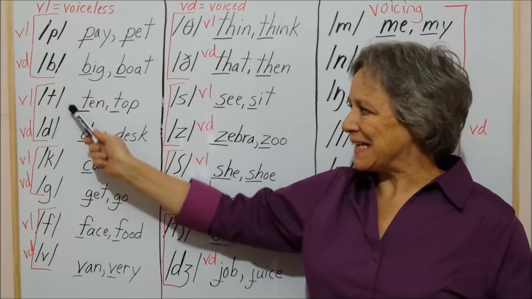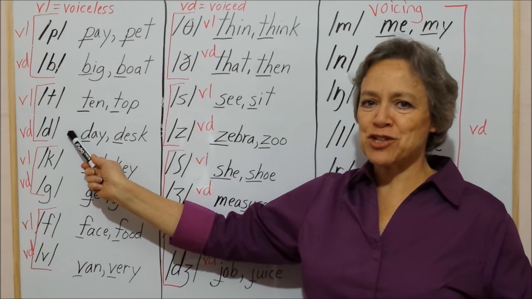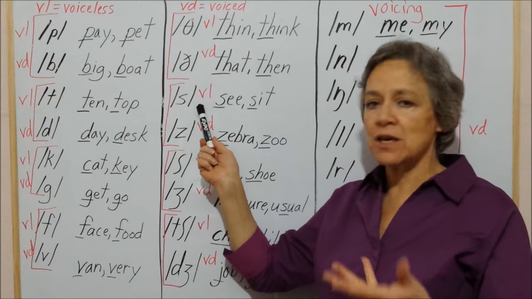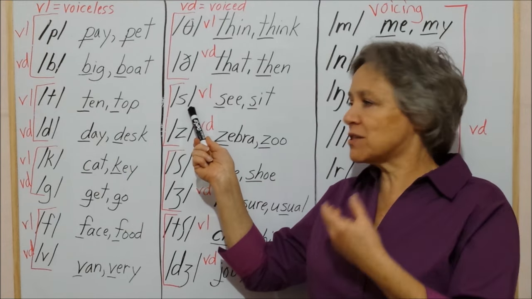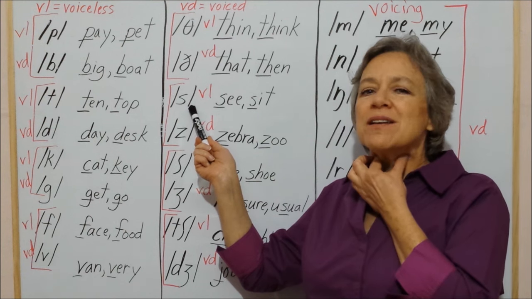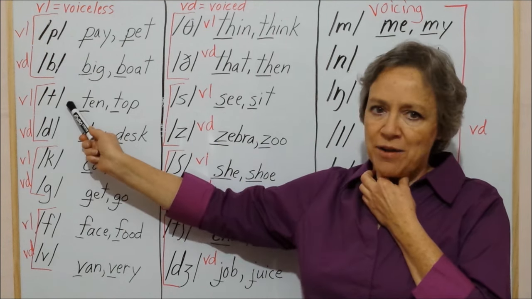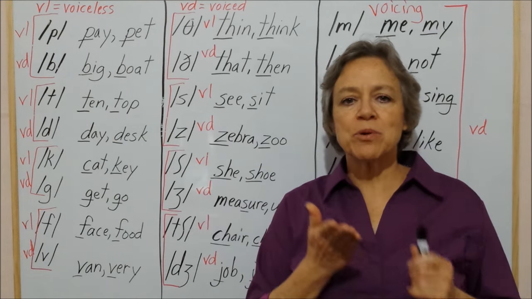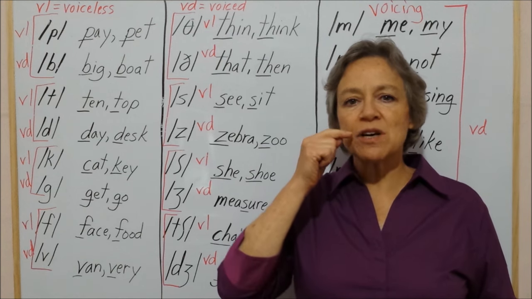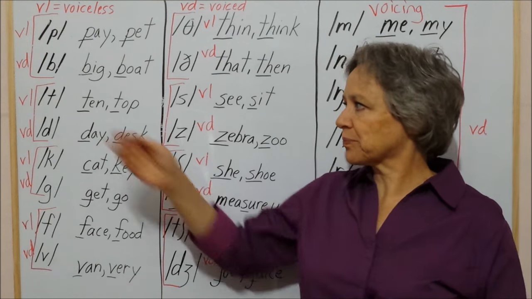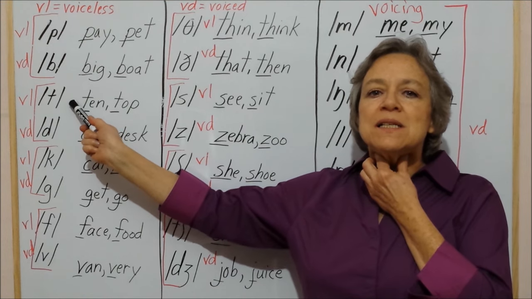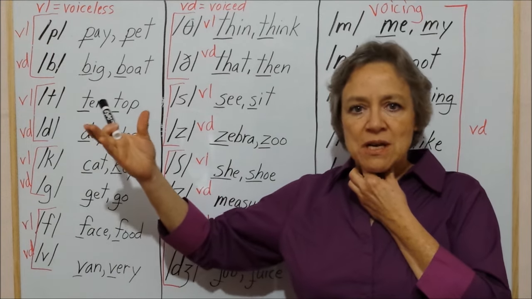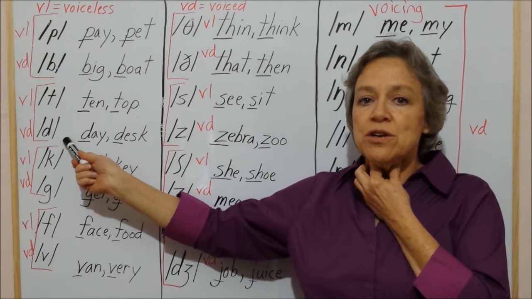So it's not going to be as easy to feel the vibration here because these sounds are stopped. We don't continue them as we do with the s. S is a prolonged sound, so we can keep our fingers there and feel it. These are not, but let's try it anyway. So this is voiceless, this is voiced. We make this sound by putting the tongue on the ridge behind our upper teeth. So t, d. Try to stretch out the sound a little bit so you can feel the vibration on D.